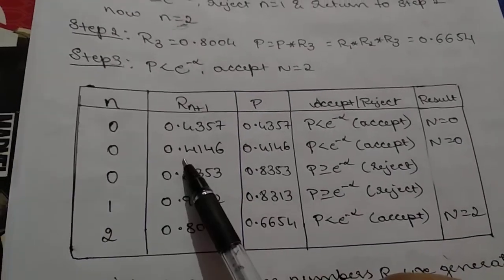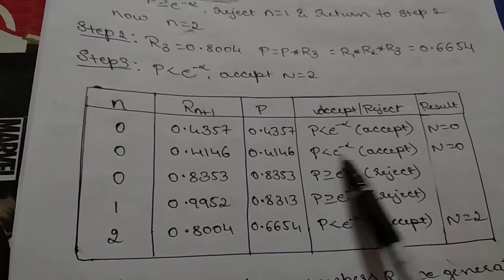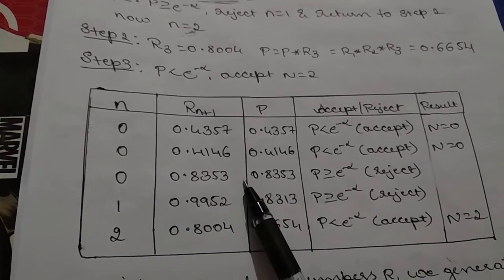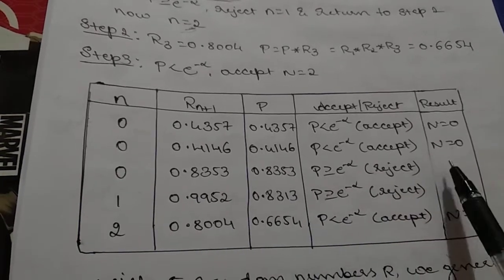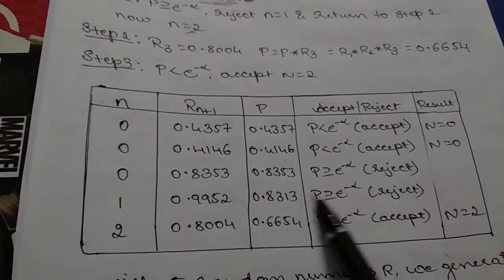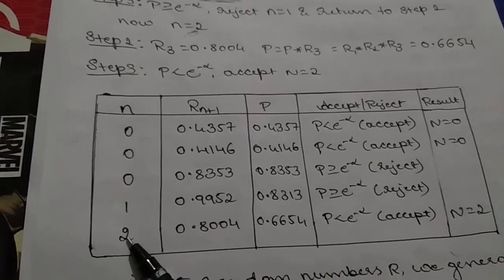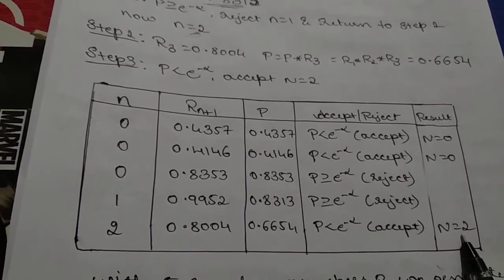Then again here 0.4146. Then P accept, n is equal to 0. Again 0.8353, 0.8353, P greater than or equal to e power minus alpha, reject. I am not updating the n value. Again here it is rejected, I am not updating. Then n is equal to 2, 0.8004. Here it is accepted, I am accepting n is equal to 2.